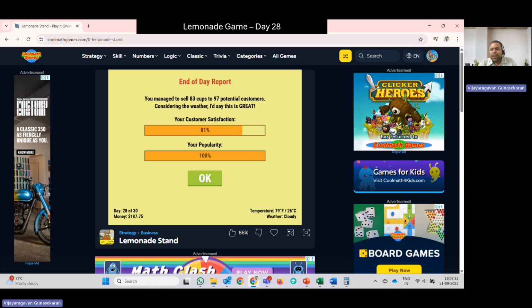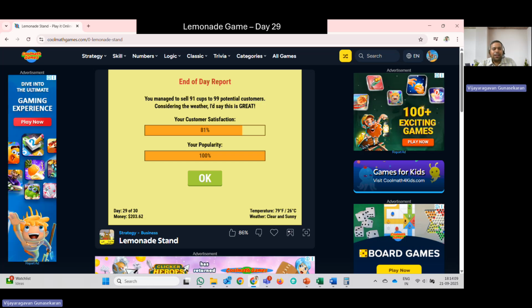Going back to day 28, I maintained 30 cents considering the weather condition as 26 degrees and cloudy. With the 30 cents, I was able to translate like 85% of the potential customers into sales. So it was a great sale day for me on the 28th. And coming back to the 29th, it was a decent 26 degrees centigrade, clear and sunny weather, maintaining 35 cents with a popularity of 100, customer satisfaction 81.